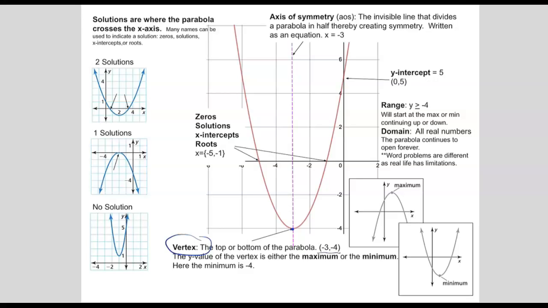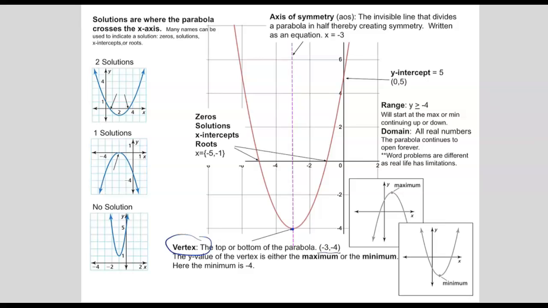Now, as I said with the domain, as this continues to grow, it's going to grow out. And as it grows out, it will never stop. Therefore, the domain really starts at -infinity and goes all the way to +infinity. And we just call that all real numbers.